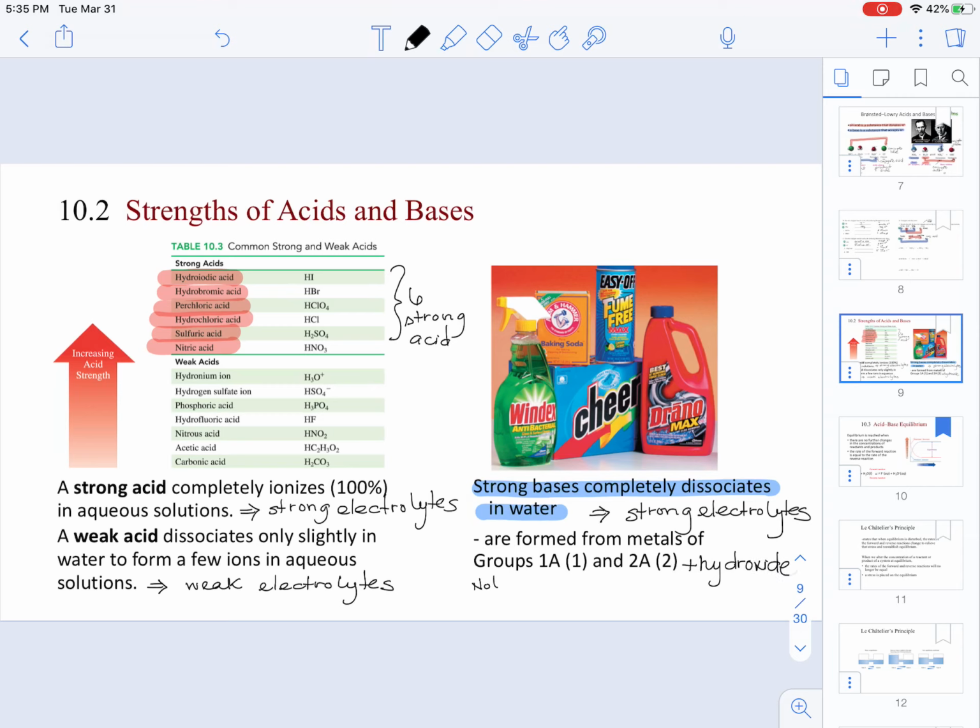Note that the only other base that does not contain hydroxide, and that we discussed so far in the lecture, is NH3. And because NH3 does not have a hydroxide, that's why it's considered a weak base.